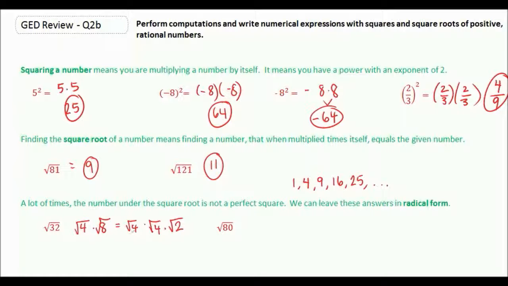And now we have the square root of 4. That's 2. Again, the square root of 4 is 2. And then we can't really do anything with that root 2, so we leave it the same. So our final answer would be 4, because 2 times 2 is 4. 4 root 2.